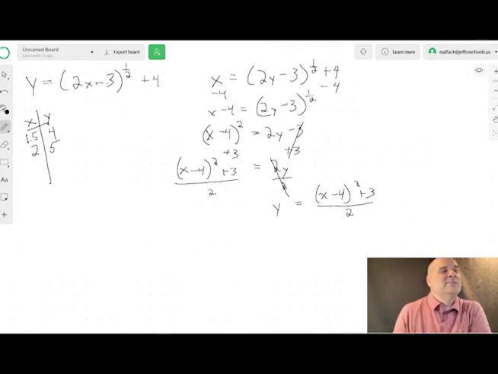All right, what's the next perfect square? It's 4. So how do you get a 4? Well, if this was a 7, 7 minus 3 is 4. So how do you make that a 7? Well, x needs to be half of 7, which is 3.5. So let's pick 3.5. 2 times 3.5 is 7, minus 3 is 4, square root of 4 is 2, plus 4 is 6.